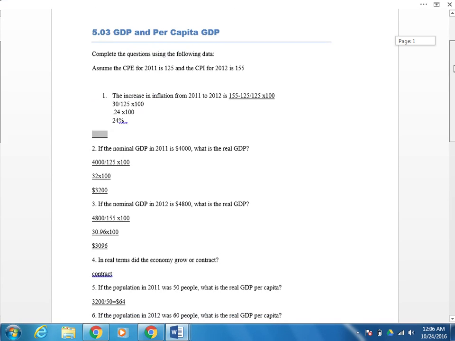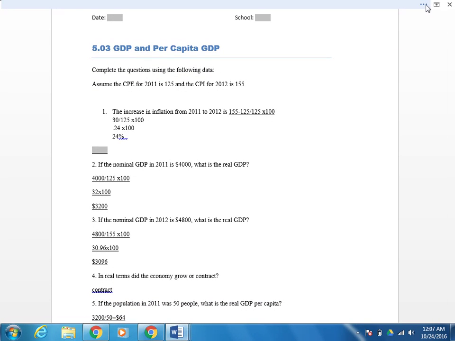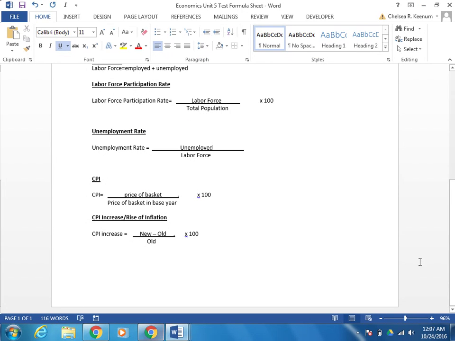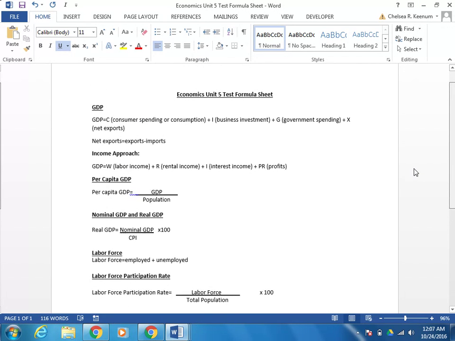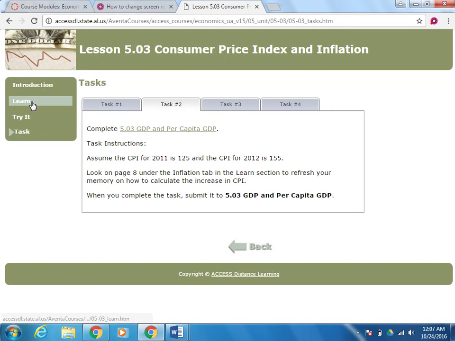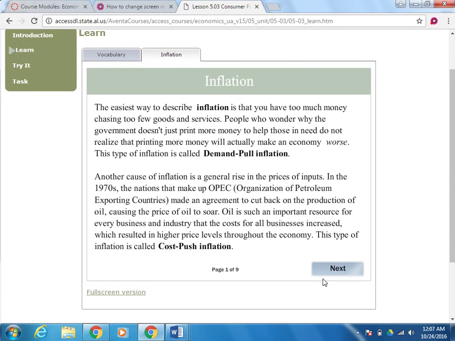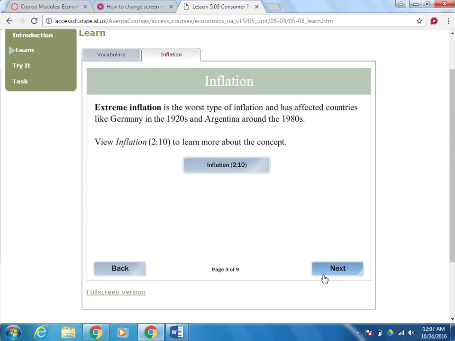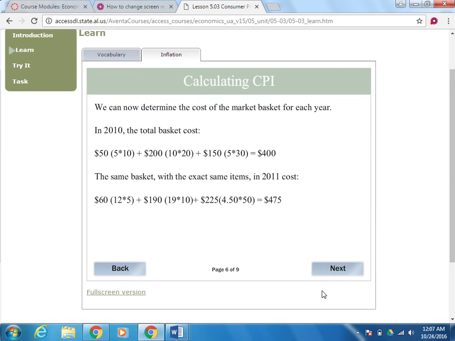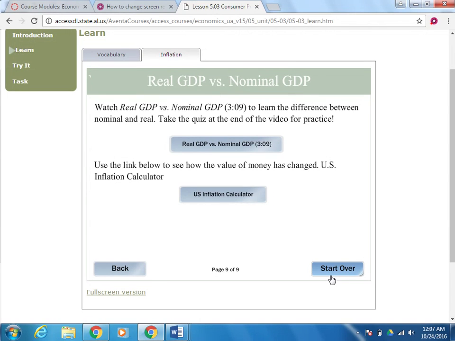Okay, I hope this makes a little more sense. I really do. I think that the formula sheet will help you out tremendously, to be honest. It's really good. And then I think if you want to go back and practice some of these problems from your assignments, some of the information for this is in the Learn section in the inflation, I think it's pages 7 through 9. Yeah, page 5 kind of starts talking about market basket stuff, calculating CPI, rate of change formula, all that stuff.